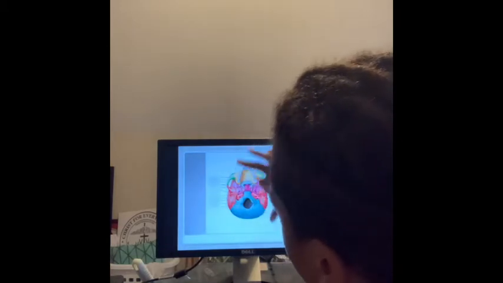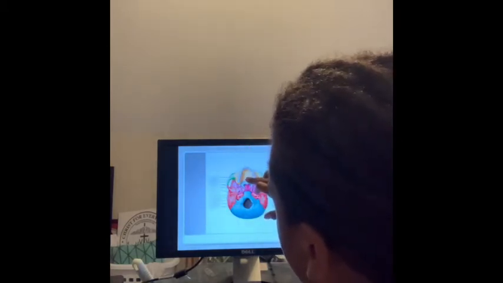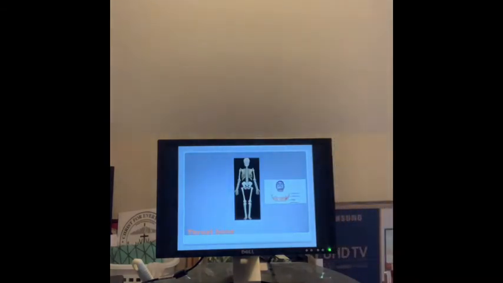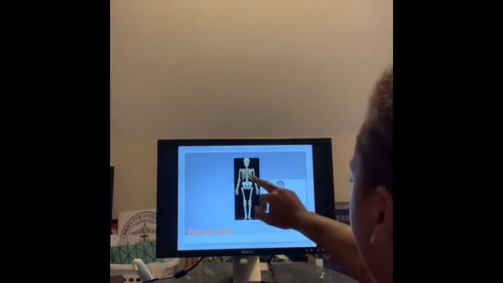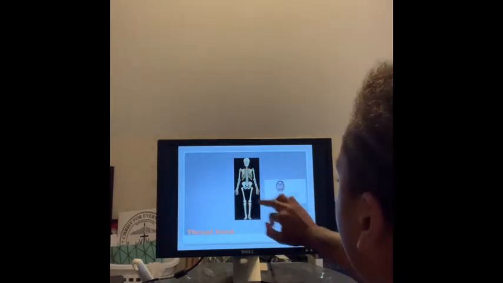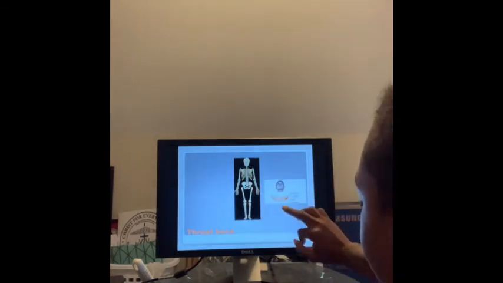On this part of the skull, you have the palatine bone. The throat bone consists of the hyoid bone, which would be right about there, but this is a better picture of it.